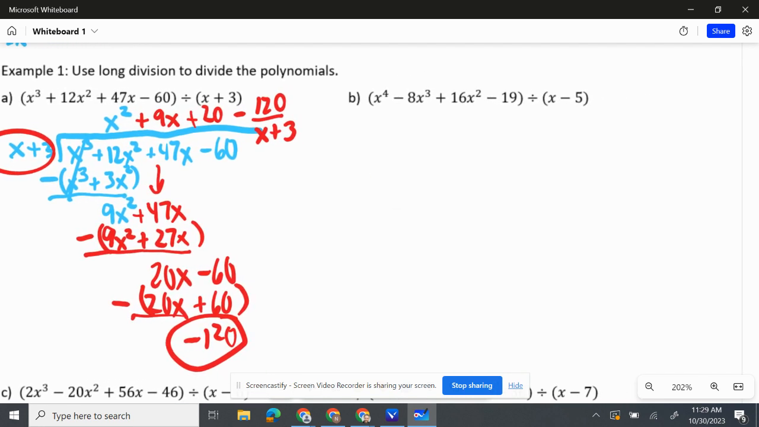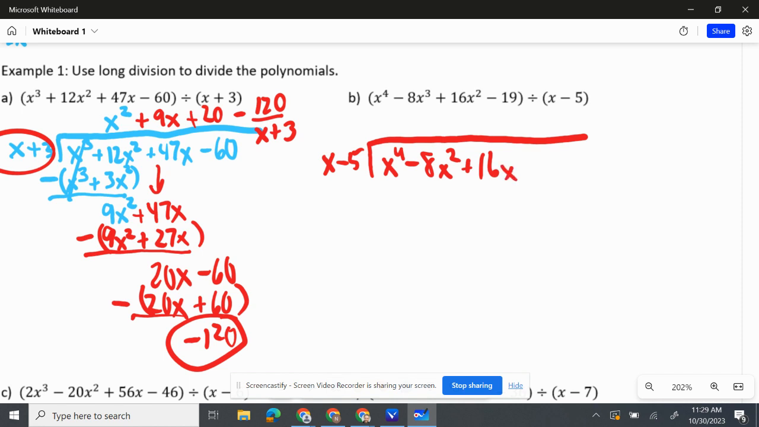What we're going to do is we're going to take the x minus 5, and we're going to divide x to the 4th minus 8x cubed plus 16x squared. We're going to put a plus 0x minus 19. We have a 0 for the placeholder. Just like 101 is not the same thing as 11, we have the 0 for the placeholder. In the same way with polynomials, we have a placeholder.